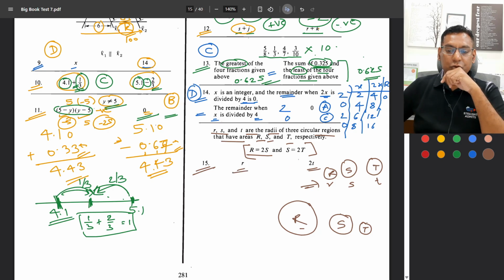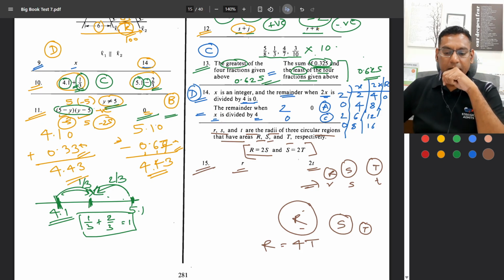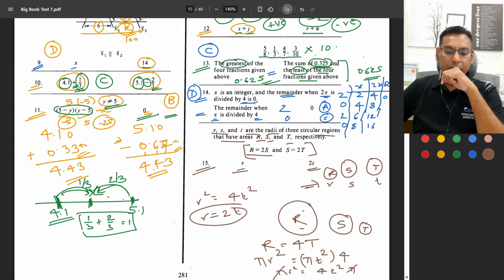So if this is T, this is 2T, and this is 2S. So R is going to be 4T. Correct? If R is equal to 4T, now let me write down the formula for area: pi R square is equal to 4 T square pi. Pi gets cancelled. What do I get? R square is equal to 4 T square. Take the root, I get R is equal to 2T. So again, R is equal to 2T. The answer is going to be C.